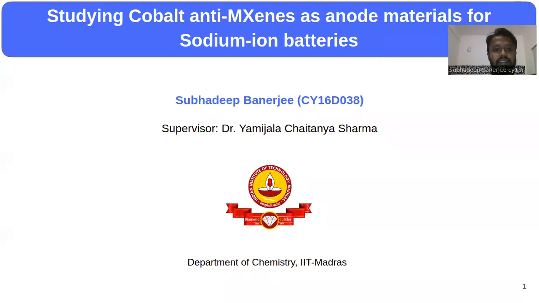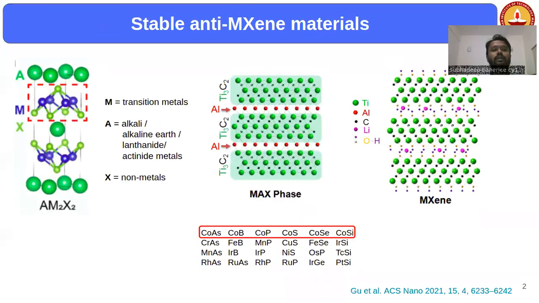Cobalt anti-MXenes are a newly developed material whose unit cell is shown here in the dotted rectangle. In the atomic arrangement of the unit cell, the transition metal element, shown as the blue sphere, is sandwiched by non-metal atomic layers. This is exactly opposite to the atomic arrangement observed in the MXene unit cell, and therefore this type of material is named anti-MXenes.